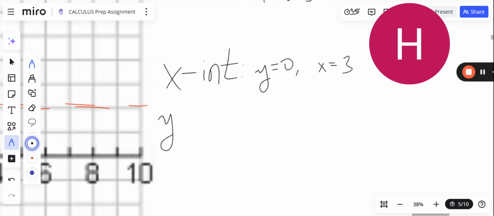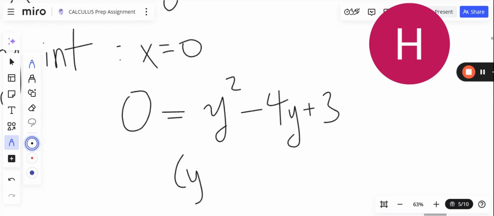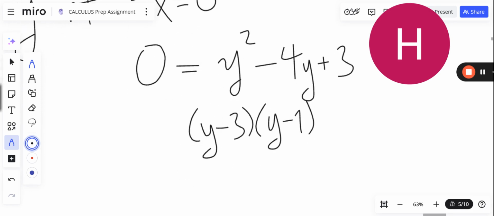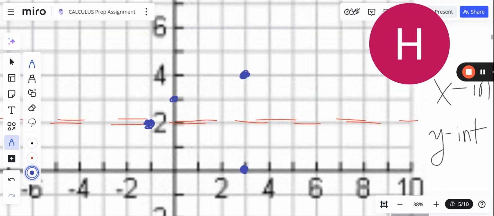Now when we set x equal to 0 to find the y-intercepts, we have a quadratic situation, but it's a quadratic equation in y rather than a quadratic equation in x. This one happens to factor really easily into y minus 3 times y minus 1. And using the zero product property, that means y equals 1 and y equals 3 are both solutions. And so now I'm a little bit more satisfied with the shape of this graph.